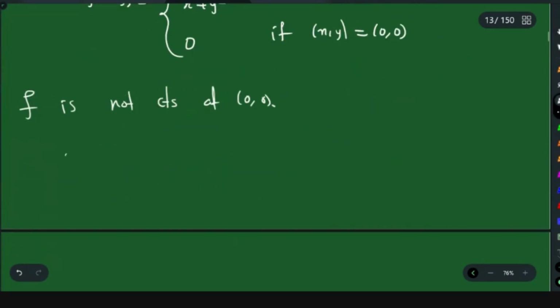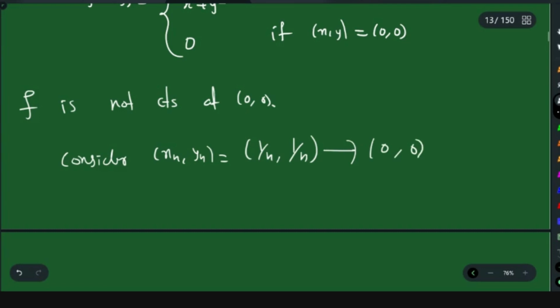So let us consider the sequence (xn, yn) equal to (1/n, 1/n). So this is the sequence. Both 1/n are going to 0, so you can easily observe that this converges to (0,0).